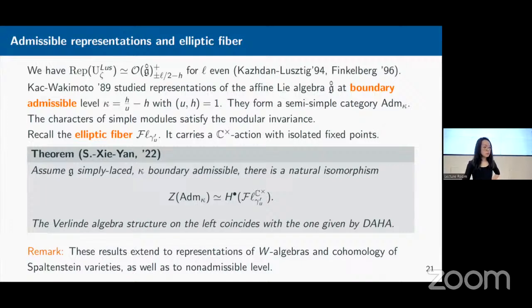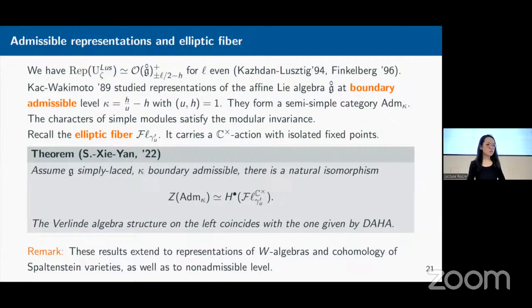And the interest of these representations is that if you fix the level to be admissible, then the representation category is semisimple, but the characters of the simple modules have some modular invariance. The interest in such representations actually comes from the study of classifying which kinds of representation characters have modular invariance. And we will consider a particular case called boundary admissible level. So it's kappa equals h over u minus h, where h is the Coxeter number, and u is any integer which is coprime to h.